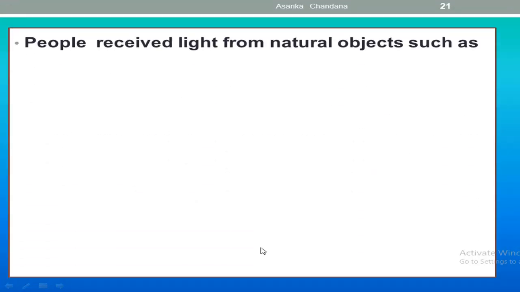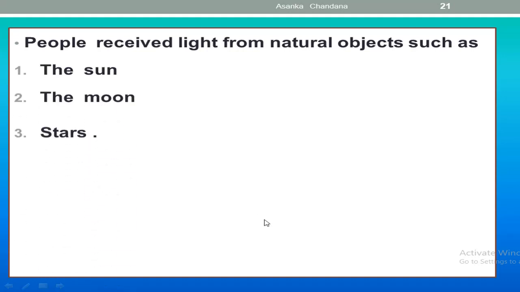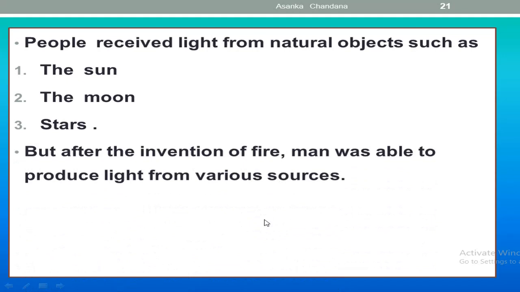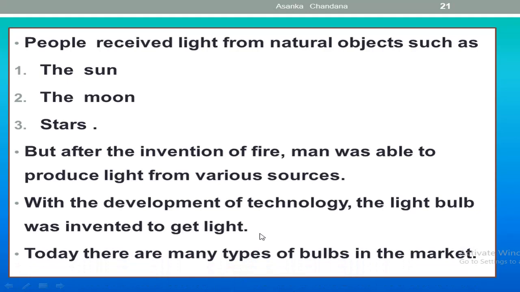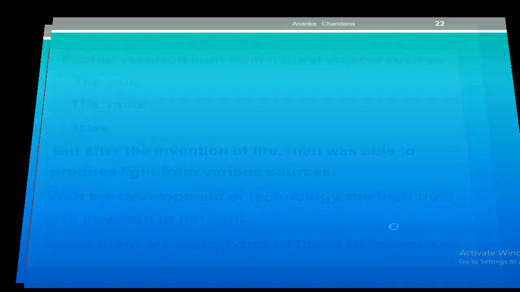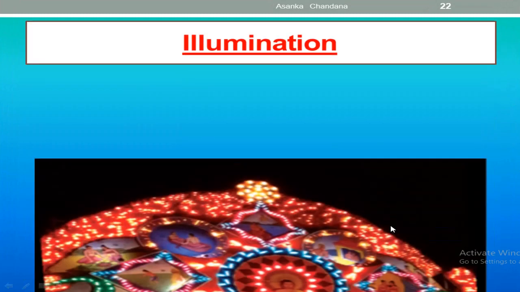People receive light from natural objects such as the sun, moon, and stars. But after the invention of fire, man was able to produce light from various sources. With the development of technology, the light bulb was invented to get light. Today, there are many types of bulbs in the market. Then we will go on to learn about illumination.